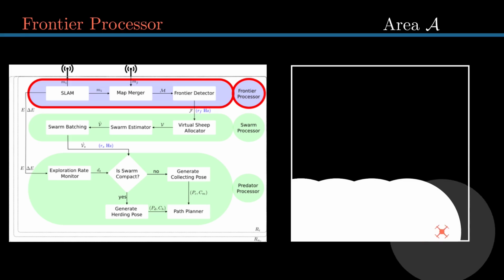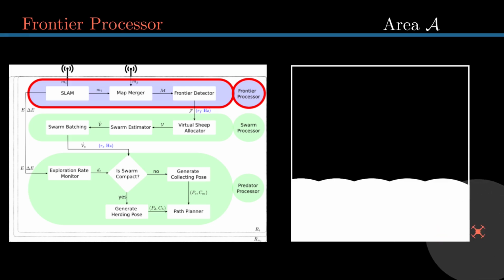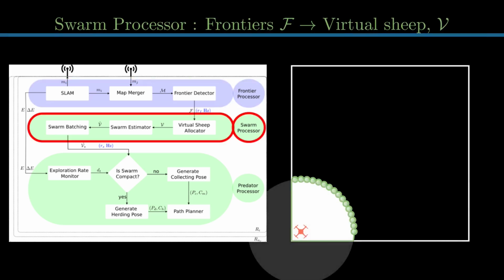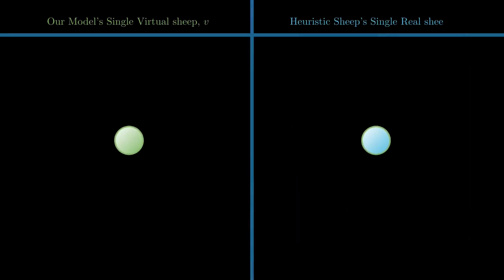The explored areas are depicted in white and the unknown in black, and the boundary between them are the frontiers. Each frontier from the frontier processor is initialized as a sheep of unit mass in the swarm processor. Each virtual sheep mimics the sheep swarm heuristics.